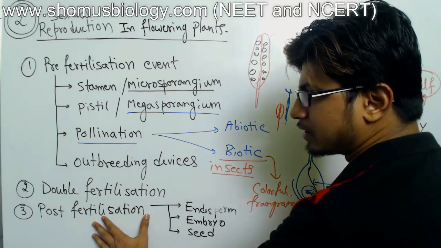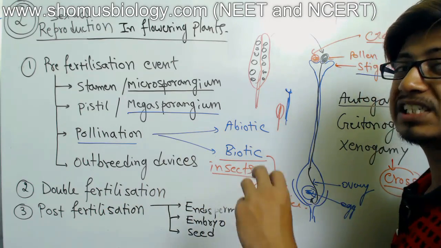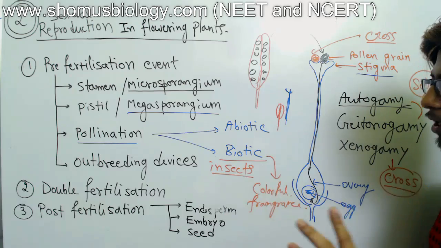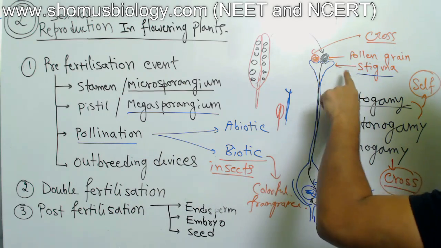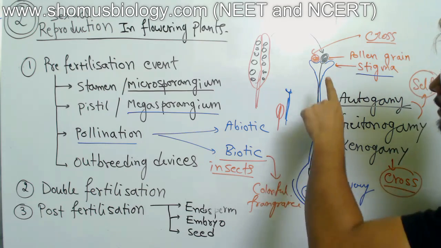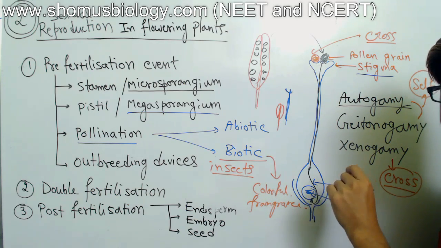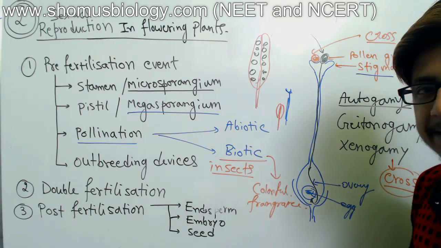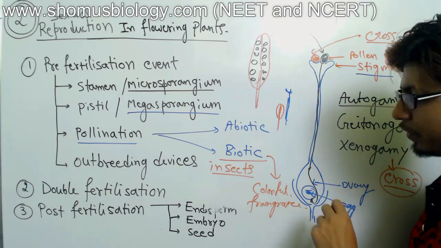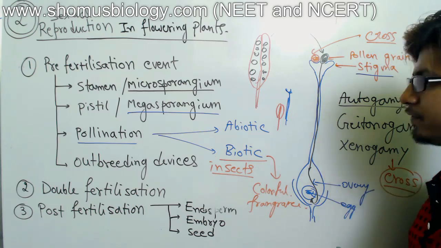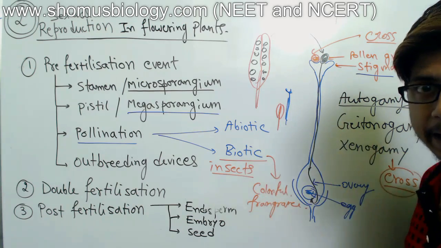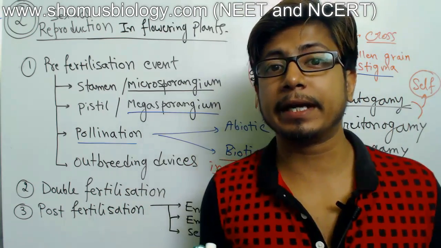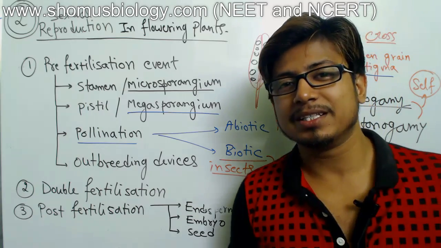Now post-fertilization events always involve several different changes that continue in the cell, because what we understood at the end of double fertilization is that the pollen grain, or you can say the male gamete, takes entry and fertilizes the egg cell that is produced inside the ovary. Once the egg cell is fertilized, it receives the nucleus from the male gamete. As both gametes carry n number of chromosomes, altogether it gets 2n chromosomes and turns into a zygote.